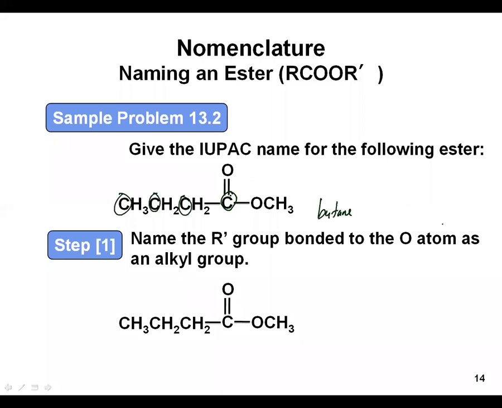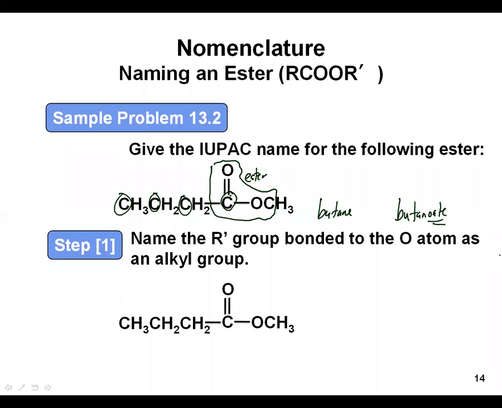This is our ester here, our carbon oxygen double bond with our oxygen connected to another carbon. And it becomes butanoate is the way that we end that.